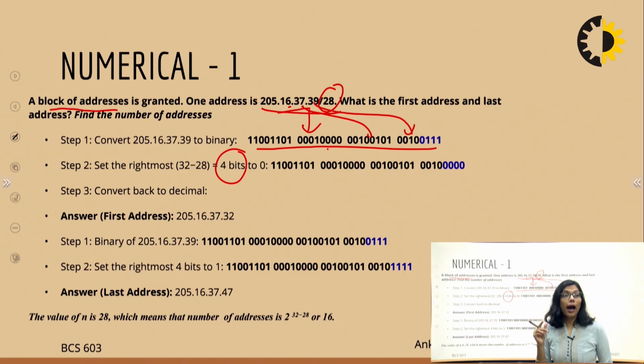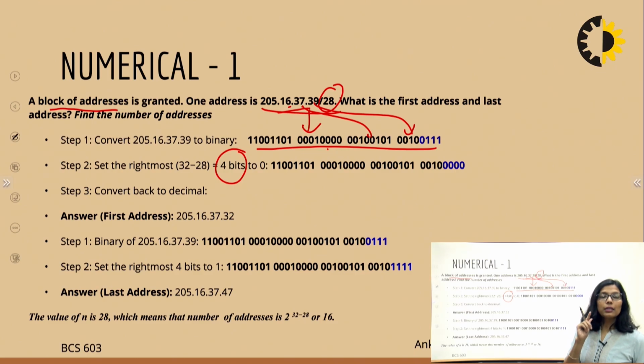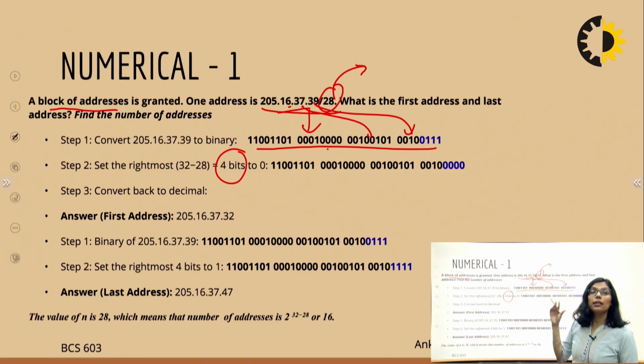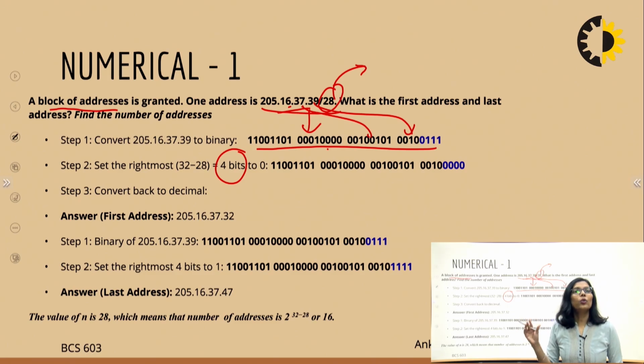Now, I have to find out the first address. What does it mean? It means that first I have to identify the network address or the block address. How will I identify the block address? I will have to find the subnet mask. If I convert this into binary notation, I will get the subnet mask. Here it simply depicts that there are 28 bits in this. 28 bits are assigned to the block and the rest 4 bits are assigned to the host.